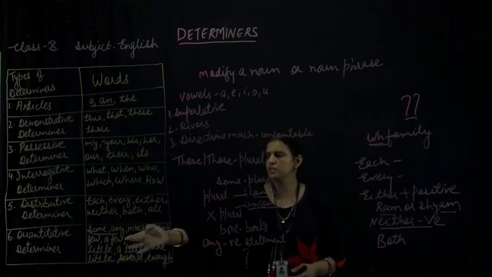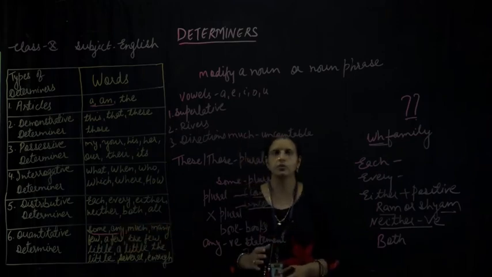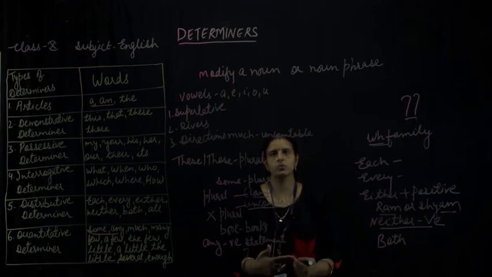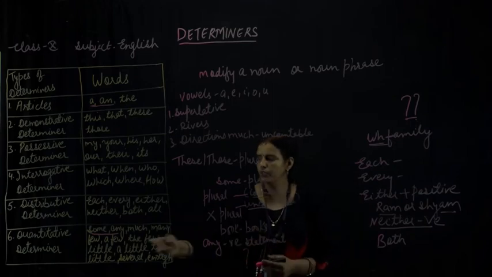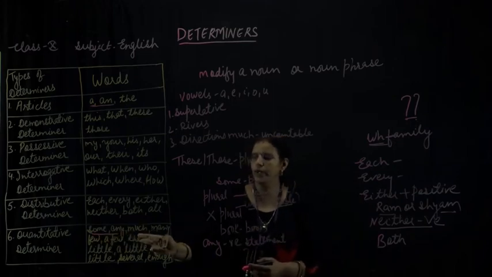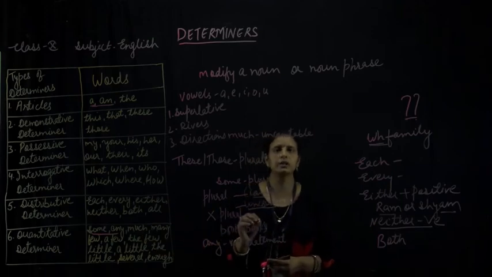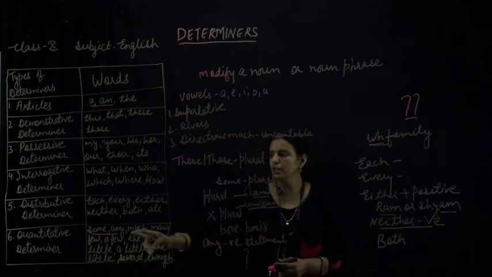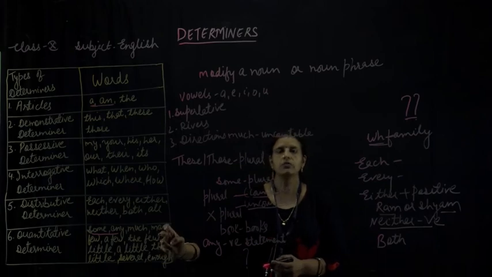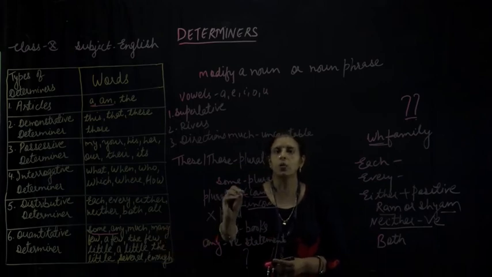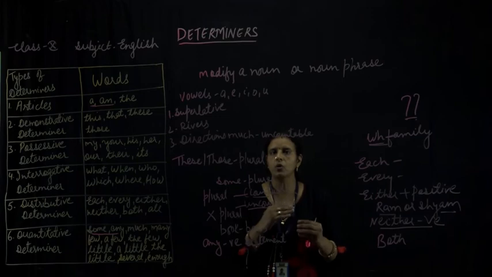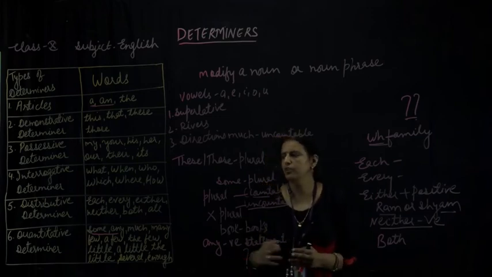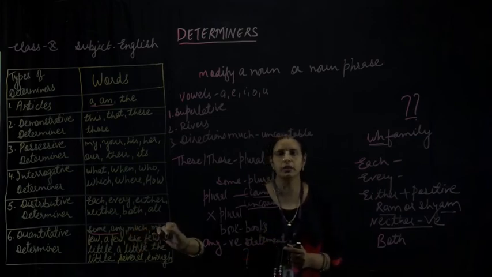Okay. So next is "few", "a few", and "the few". Some of the students get confused about where to use "few", "a few", and "the few". The most important thing to keep in mind is that "few", "a few", and "the few" are used with countable nouns only. Okay, the nouns which we can count.